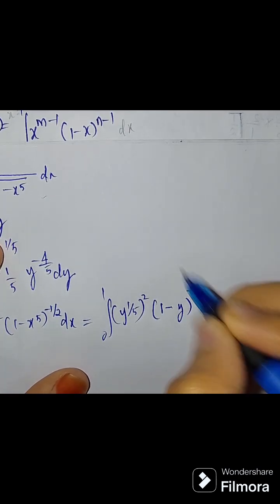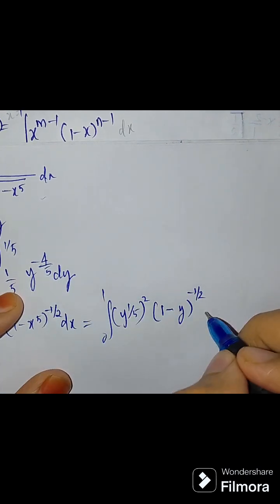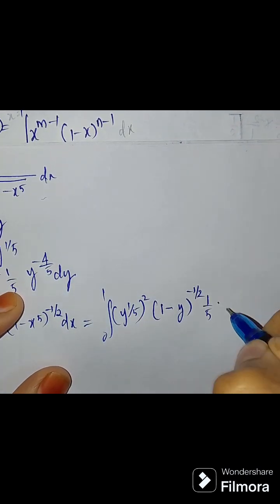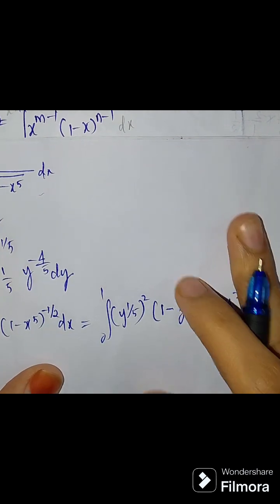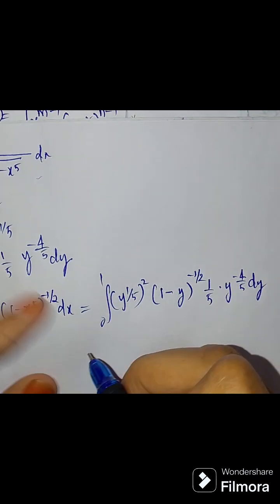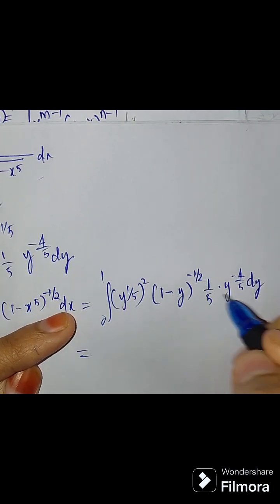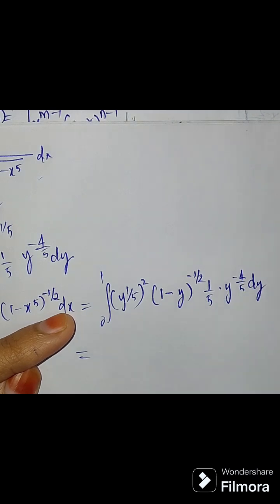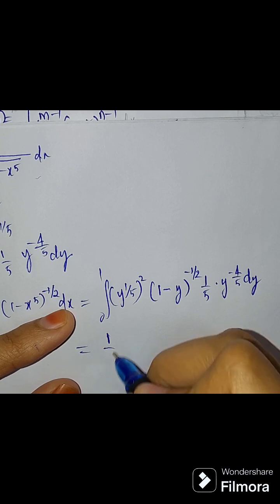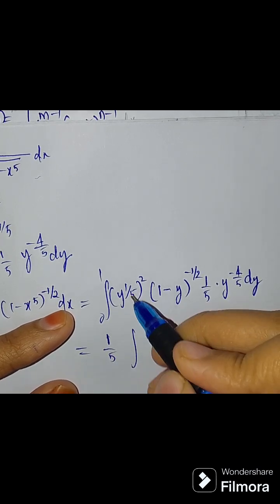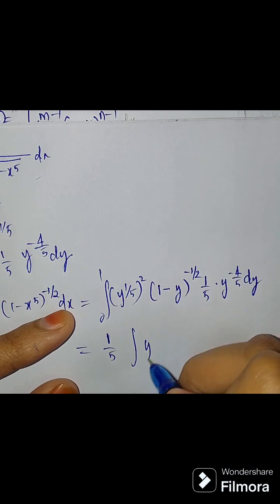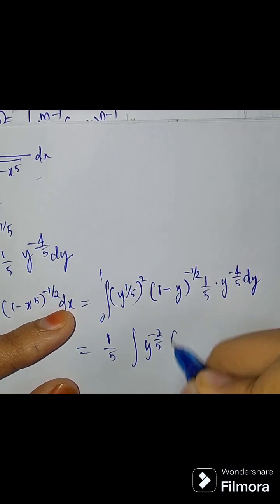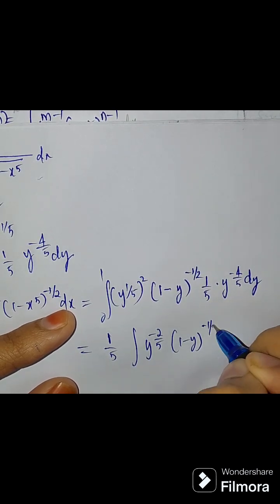Minus 1 by 2. So what is my dx? 1 by 5 y power minus 4 by 5 dy. Now if you solve, you'll get your answer. So I'm taking the constant outside. I'll take minus 1 by 5 and only 1 by 5. Here y power 2 by 5 and here minus 4 by 5. So I'll get y power minus 2 by 5 dy.